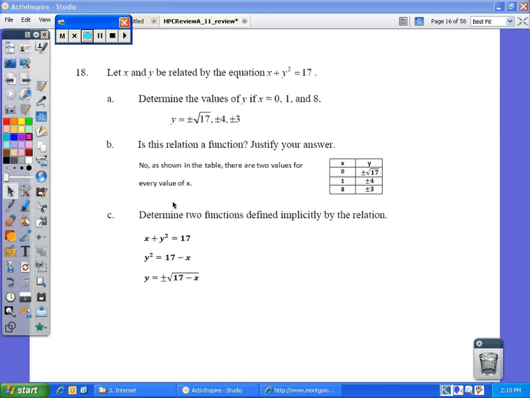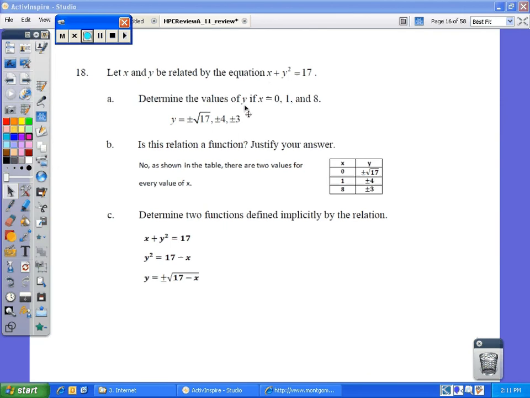Alright, whenever you're given an equation, it may or may not represent a function. And what is happening here is normally we have y equals something where the y is not squared, it is simply to the first power. So what they want to ask you first is determine the values of y if the domain values are 0, 1, and 8. Well, this is simply a plug-in.